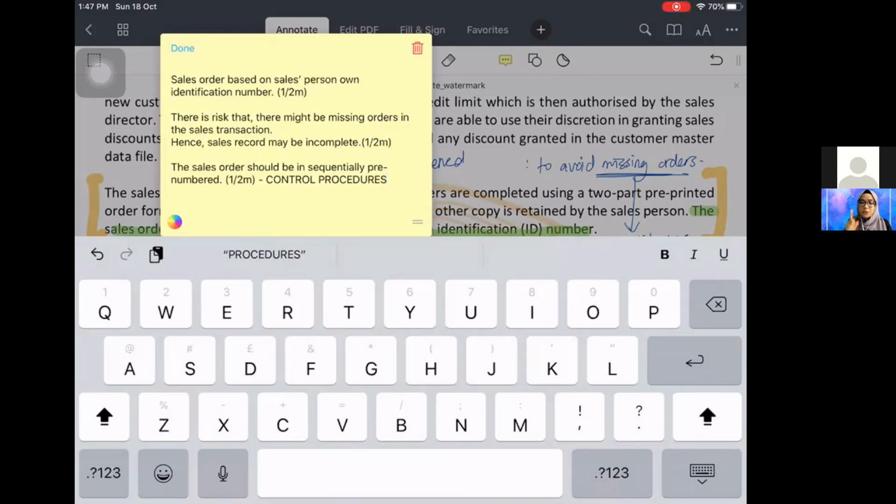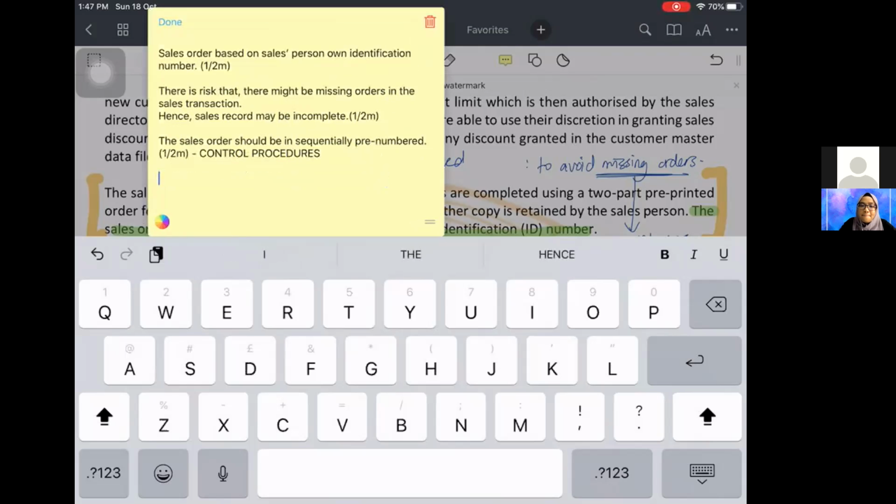Now we need to think about what the control monitoring is. How does the company monitor that the sales order is sequentially pre-numbered? How can the company monitor that? Regular check. Okay. Who needs to regularly check this sales order? Would you suggest one name? Here we are talking about sales order. So who is appropriate to regularly check this sales order? Sales manager. Okay, yes. The sales manager.